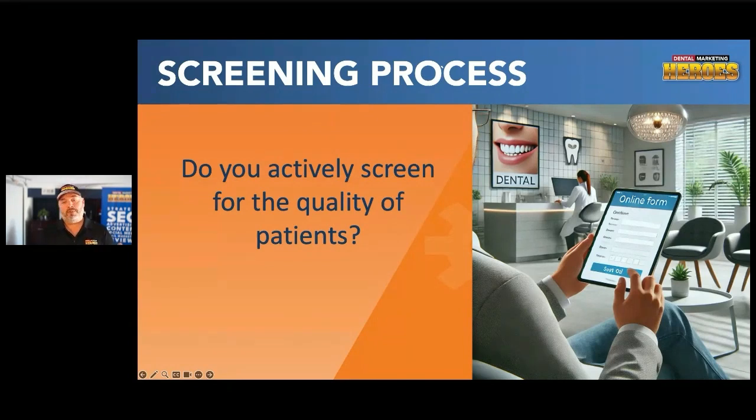Do you have a process for screening out potentially harmful patients? Why are they looking for a new dentist? What happened with their last dentist? Do they have insurance? All of these questions are really key for you.